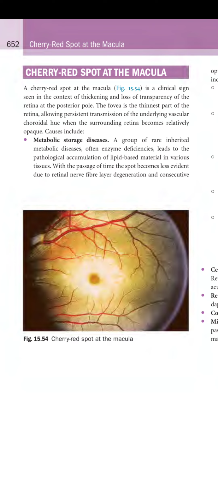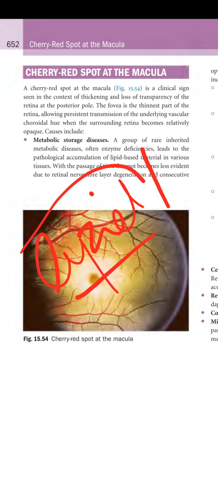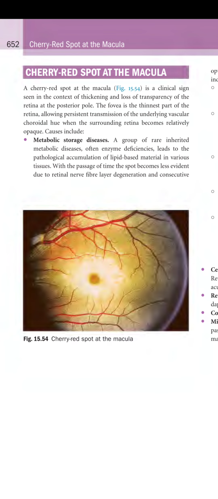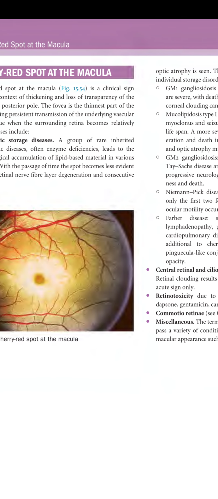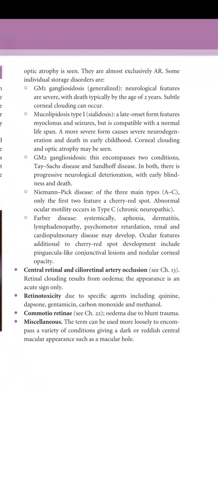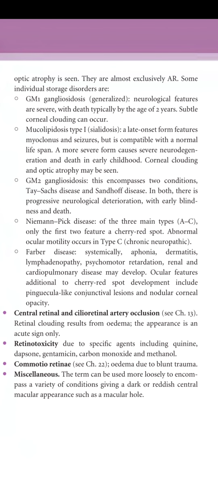In the metabolic storage diseases, a group of rare inherited metabolic diseases, often enzyme deficiency leads to the pathological accumulation of lipid-based material in various tissues. So, because lipid metabolism is deficient, the lipid accumulates in various tissues. With the passage of time, the spot becomes less evident due to retinal nerve fiber layer degeneration, and consecutive optic atrophy is seen. They are almost exclusively autosomal recessive.